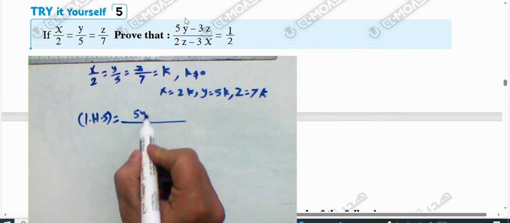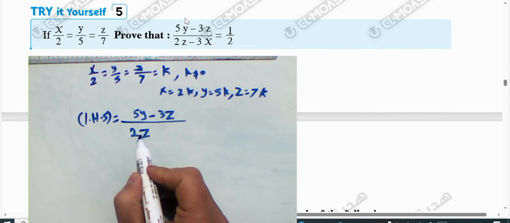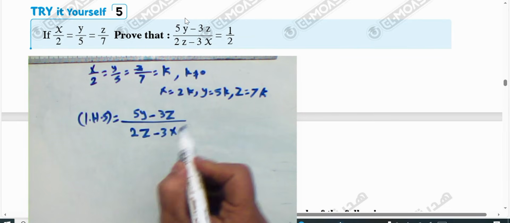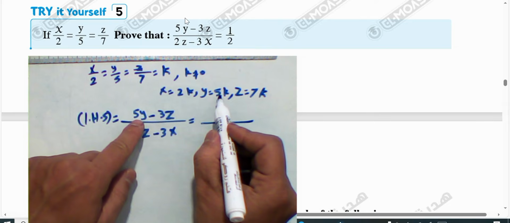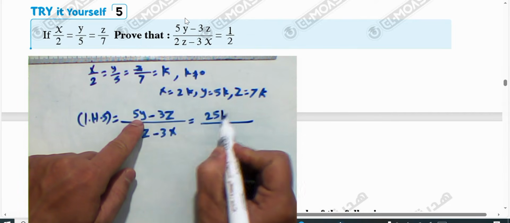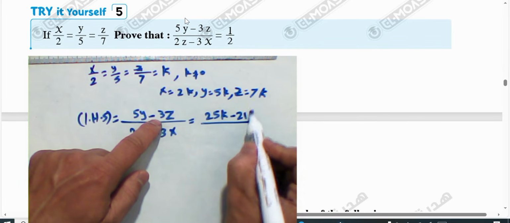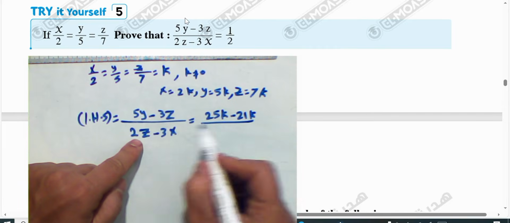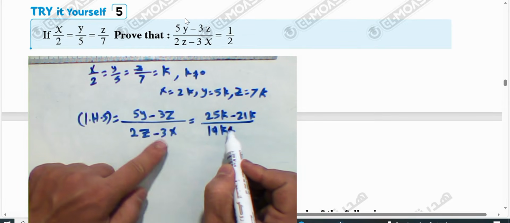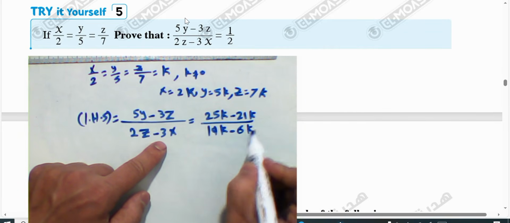5y subtract 3z over 2z subtract 3x. 5 times y, 5 times 5 equals 25k. 3 times z, z equals 7k, 3 times 7 equals 21k. 2 times z, z equals 7k, 2 times 7 is 14k. And 3 times x, 3 times 2 equals 6k.